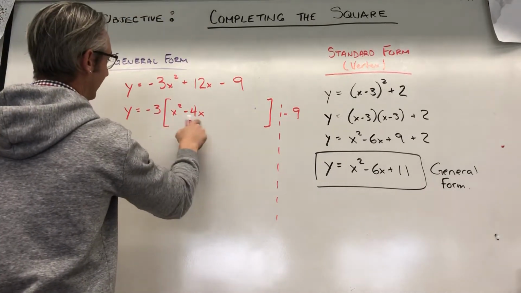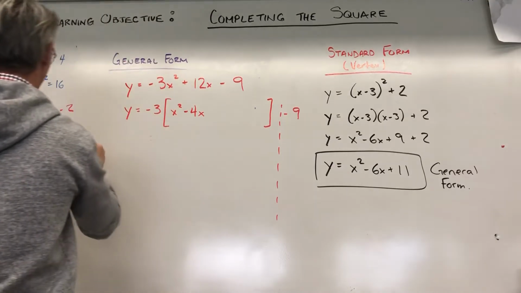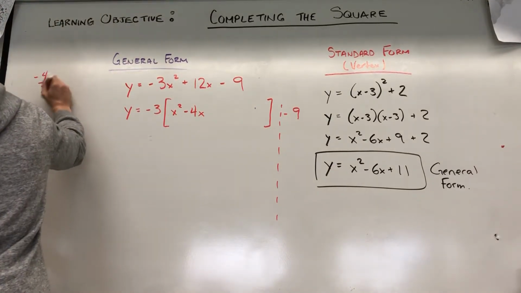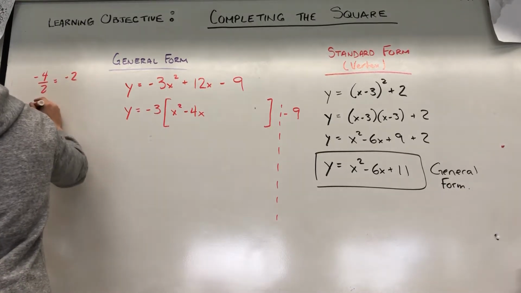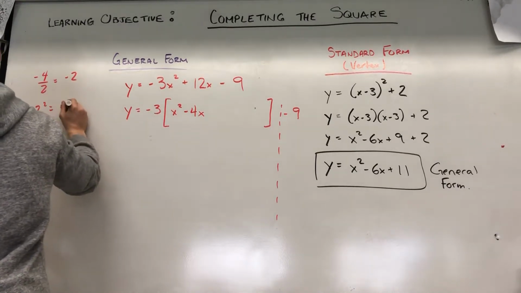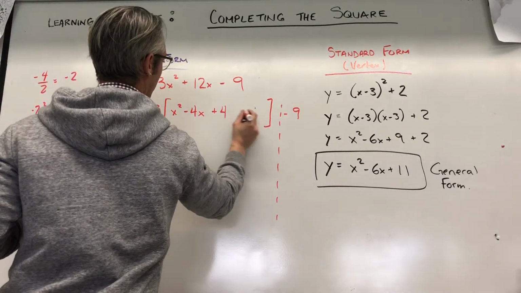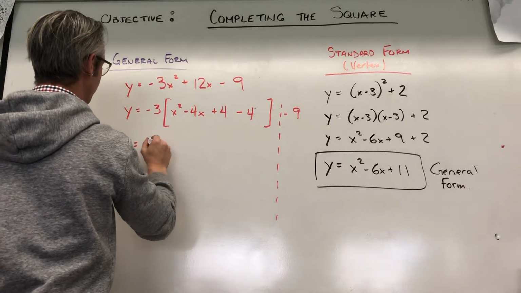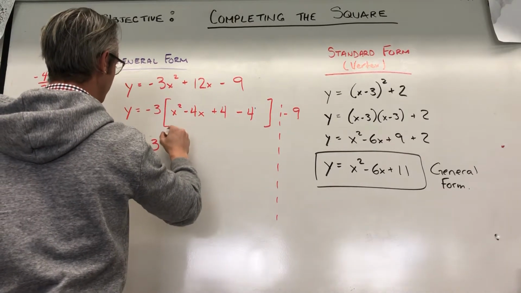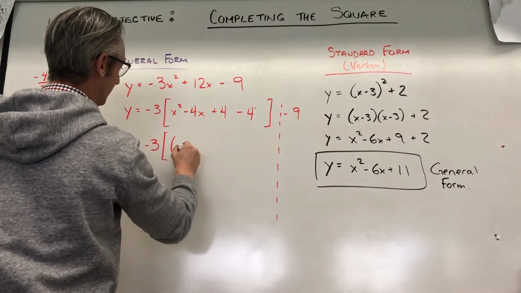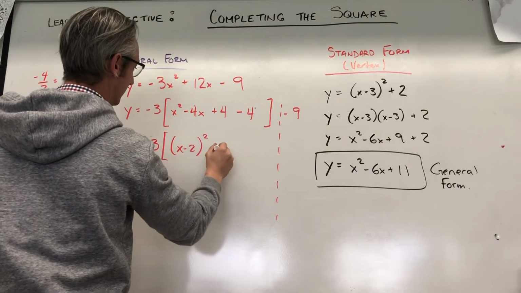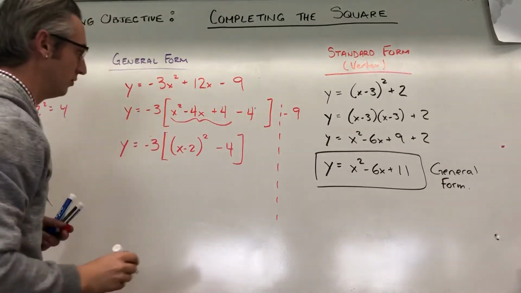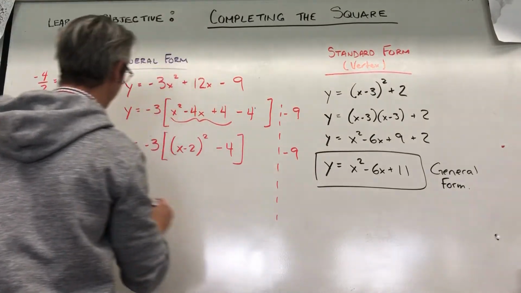And so if this was a perfect square polynomial, I have negative 4 divided by 2 is equal to negative 2. Negative 2 squared is 4, so plus 4. And then make it 0, minus 4. Y is equal to negative 3 times x minus 2 squared minus 4. So that takes care of this. And then I'm left with the negative 4 minus 9.